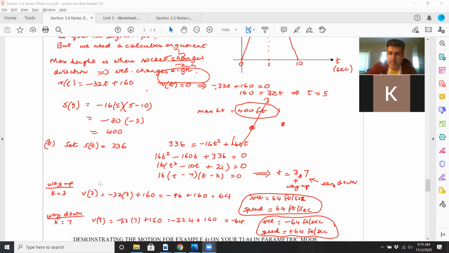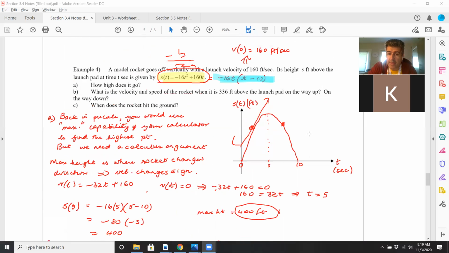And we get two different possibilities. It's on its way up at 3 seconds, on its way down at 7 seconds, because graphically that's what we see there, right? Again, that's at 3, and that's at 7. Okay, so we have that all hashed out.